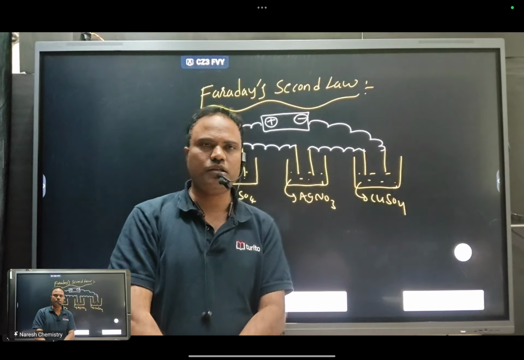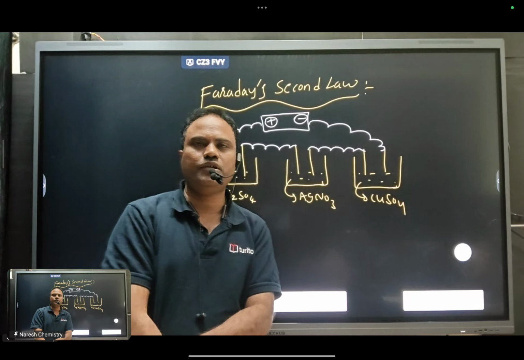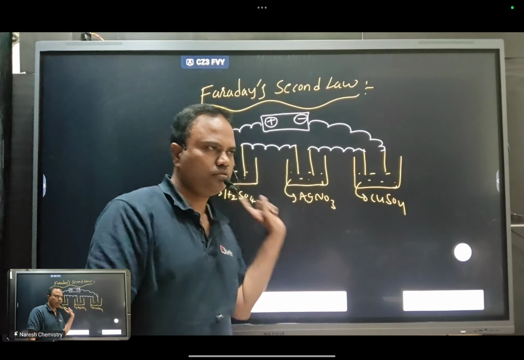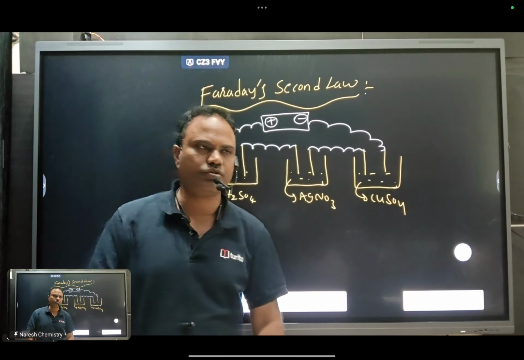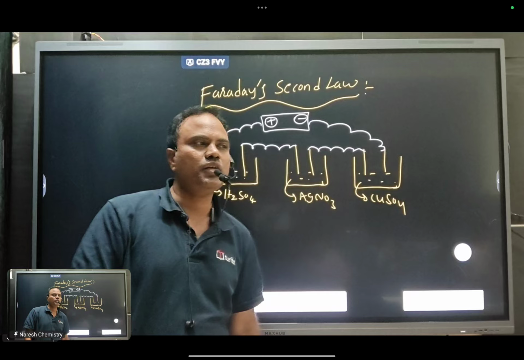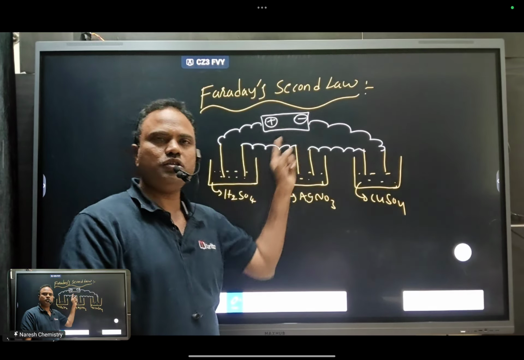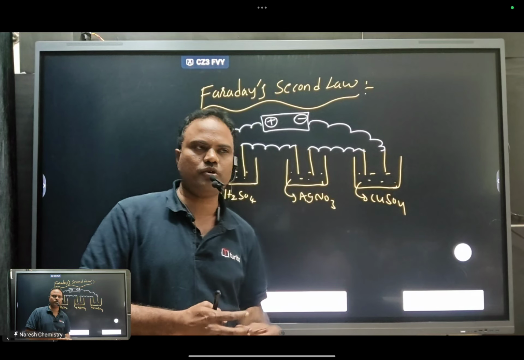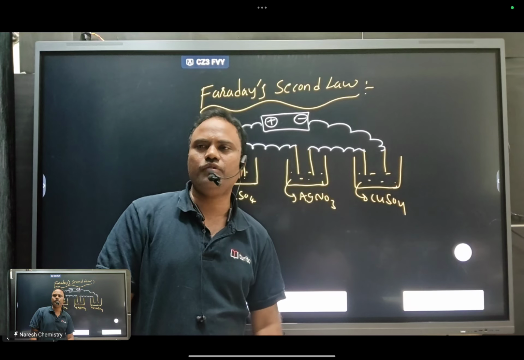According to Faraday's second law, when the same amount of current is passed through different electrolytic cells which are connected in a series, then weights of substances deposited at electrodes are in the ratio of their equivalent weights. When the same amount of current is passed through different electrolytic solutions, then weights of substances deposited are in the ratio of their equivalent weights.